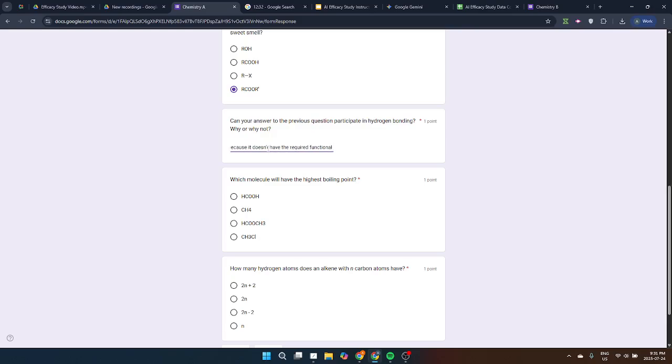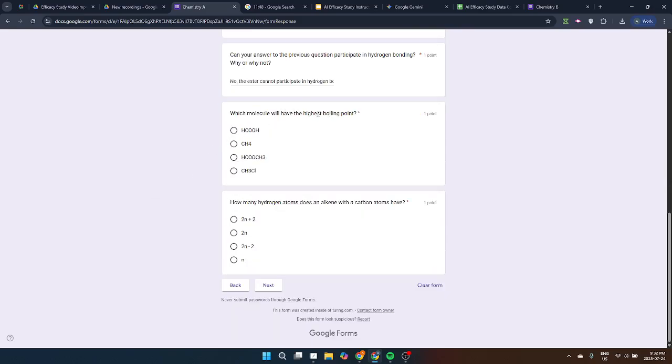Wait, sorry. The required polar groups, OH, NH, what else is there? F? I don't think it's F. Etc. I'm just going to put etc. You put etc. when you don't know what to say. It might also depend on the R group of the ester.